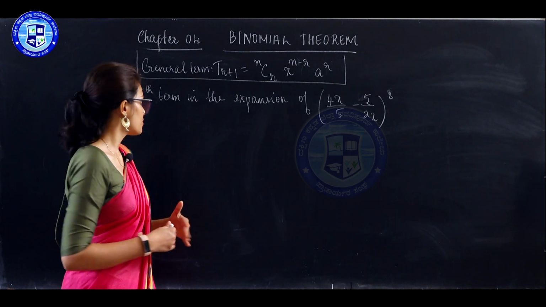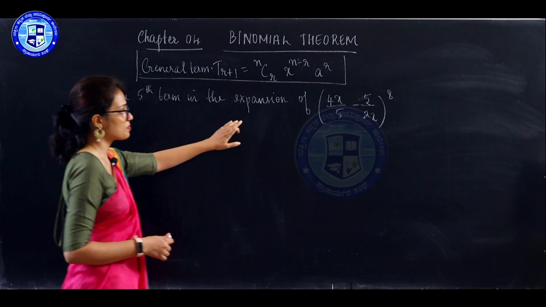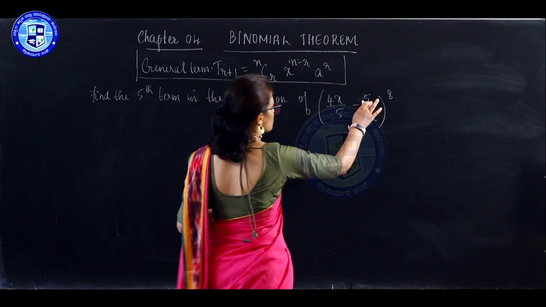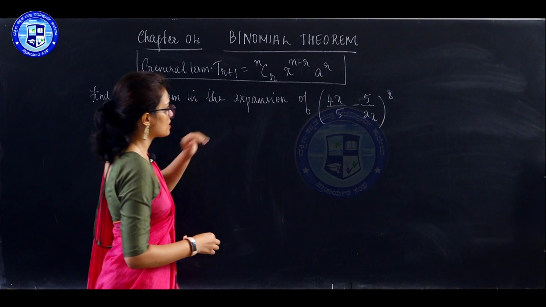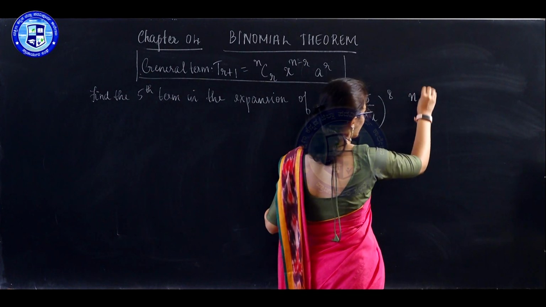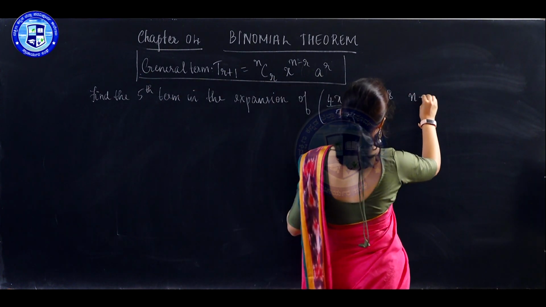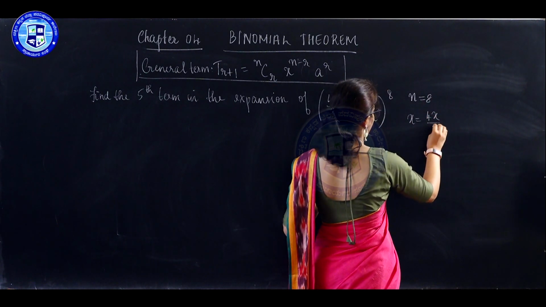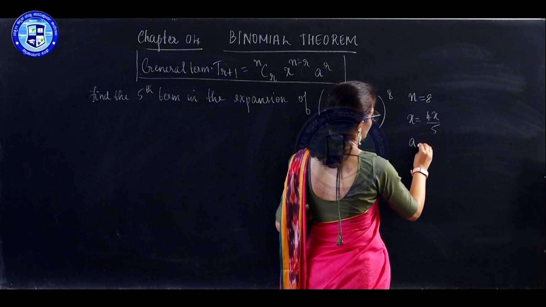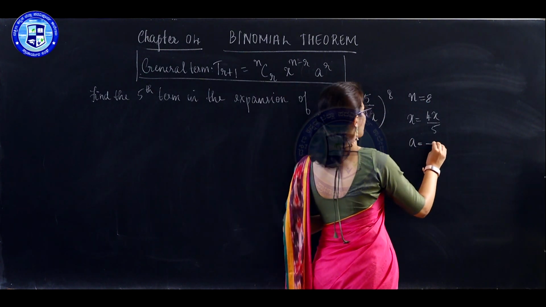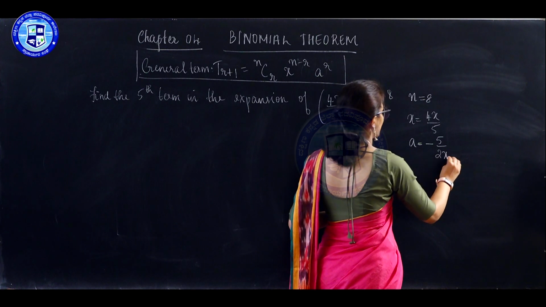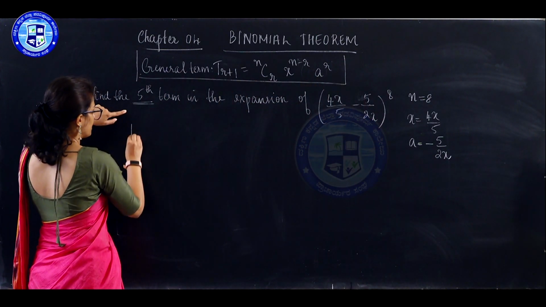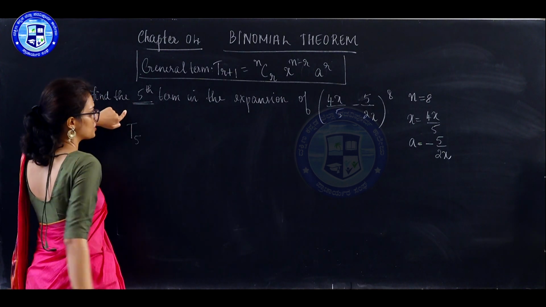Let us now try to find the fifth term in the expansion of (4x/5 − 5/2x)^8. Let us make a note of the values of n, x, a and r. n is equal to 8, x value is 4x/5, a value, take it along with the sign, is −5/2x. Now, what is r? We are asked to find the fifth term, T5. This is our question.